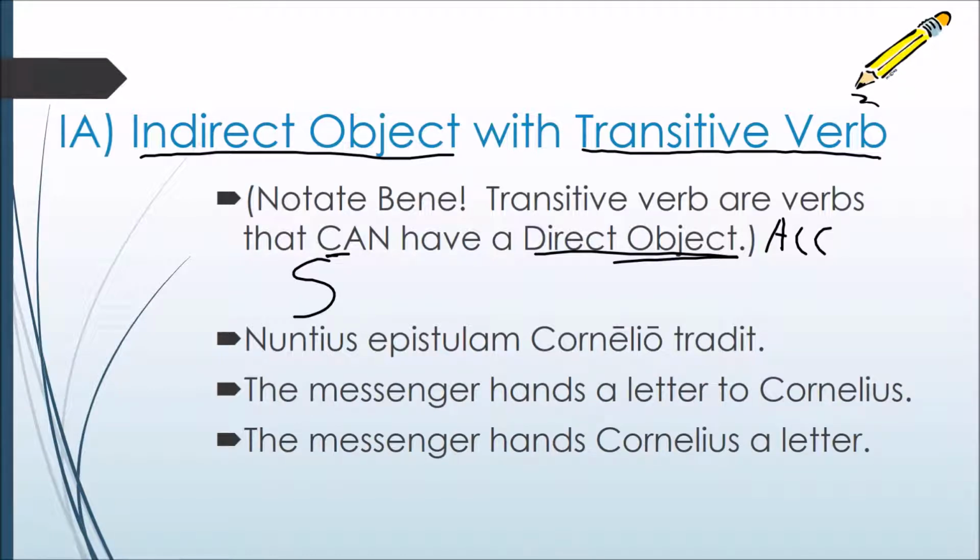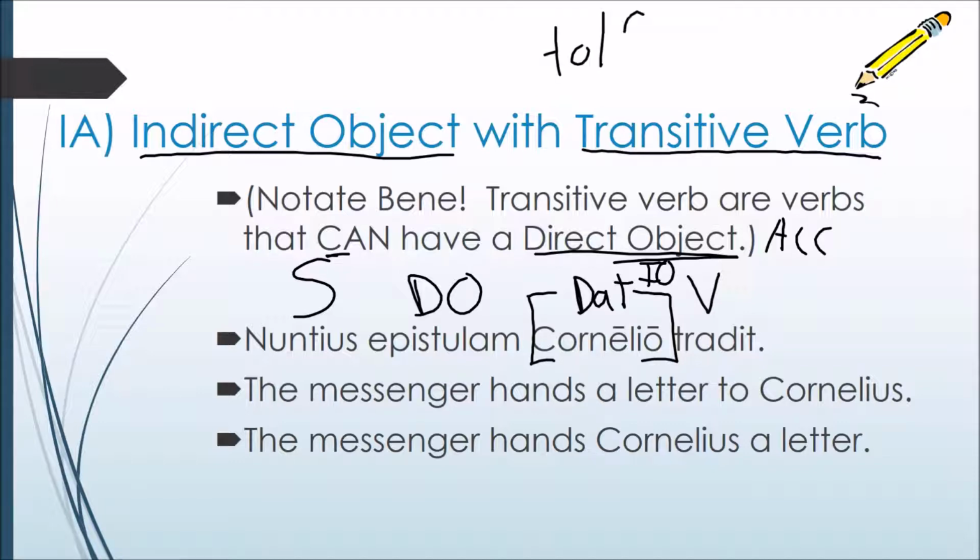Here the nuntius is our subject doing the action of the main verb. The letter is the thing that is being acted upon. It receives the action because it's being handed over. And the person who benefits from that verb is Cornelius, and he is our new dative indirect object. In English, we do also have two separate ways to convey the same idea. We can say the messenger hands a letter to Cornelius, where we use that big key word of to or for to indicate the dative case.